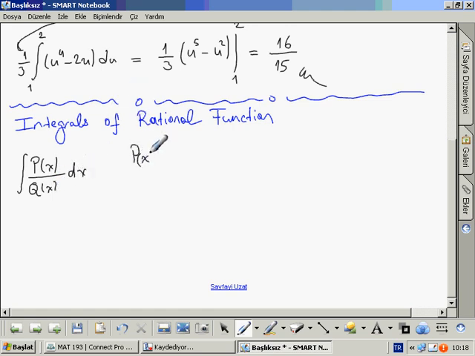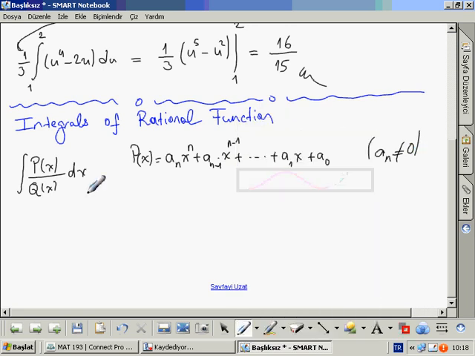So p of x equals a sub n x to the power of n plus a sub n minus 1 times x to the power of n minus 1, and it goes on like that, plus a1 x plus a0, and we know that a sub n does not equal 0. That's the degree n polynomial function.